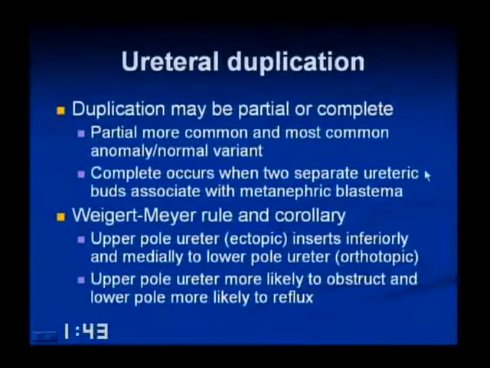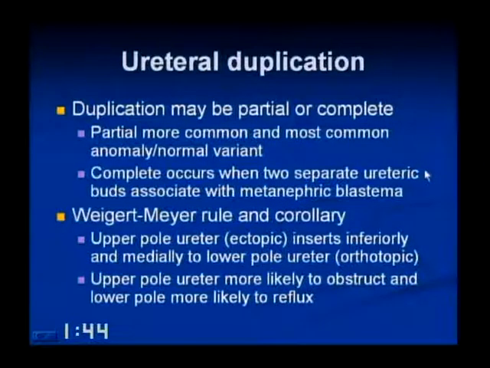I'd like to talk about ureteral duplication next. Ureteral duplication may be partial or complete. We see partial duplications commonly, and some people think of these as the most common normal variant. The partial duplication that we see and just brush off all the time is a bifid renal pelvis. That's the first attempt at duplication.